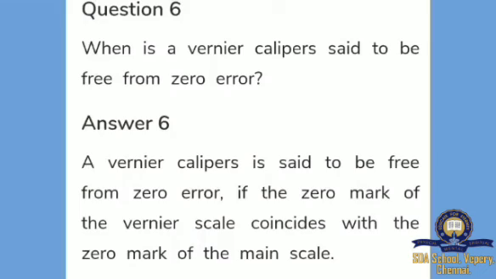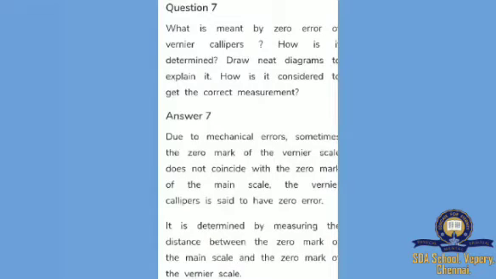Now the next question is, when is a vernier caliper said to be free from zero error? I already taught this. A vernier caliper is said to be free from zero error if the zero mark of the vernier scale coincides with the zero mark of the main scale. The zero of the main scale should coincide with the zero of the vernier scale. Then the vernier caliper is said to be free from zero error.